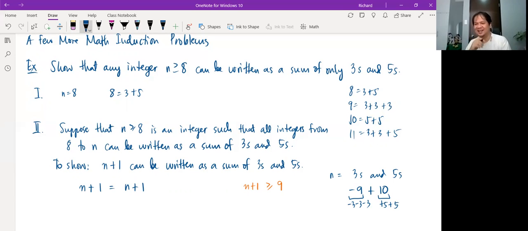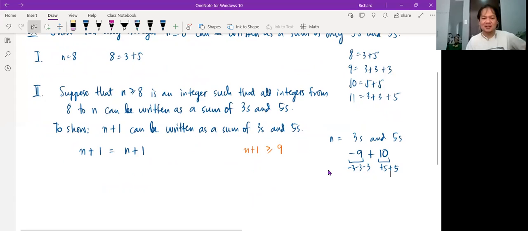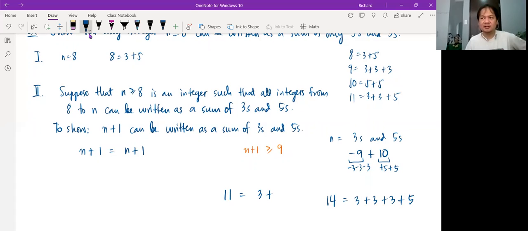Hello? I confused myself a little bit. The idea is, let me illustrate it. For 11, we know you can rewrite it as a sum of 3s and 5s. Let me illustrate it for 14 instead. 14 is 3 plus 3 plus 3 plus 5.